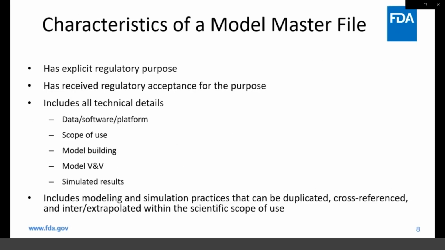The model must include all technical details that can allow a duplication of the practice. The technical components must include relevant data to support the model, the software and/or the platform to run the model, steps for model building, the model verification and validation processes and results, and the simulation results. It must include modeling and simulation practices that can be duplicated, cross-referenced, and inter-extrapolated within the scientific scope of use.